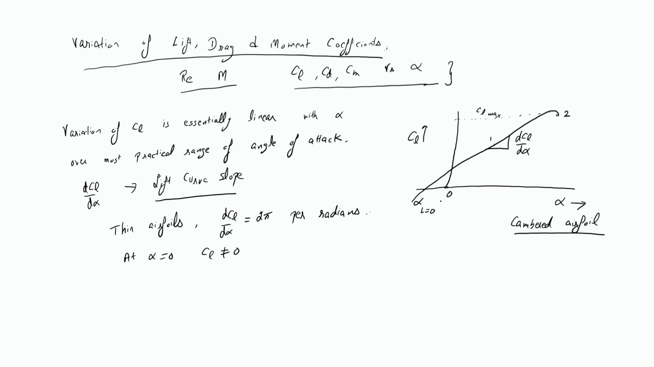So even at angle of attack equals 0, the CL is not equal to 0. That means it is producing lift even at 0 degrees angle of attack. Only when we want the CL to be 0, it has to be deflected at a negative angle of attack. For the nose to pitch downwards or the CL to be 0, it has to be deflected at a negative angle of attack. Okay.